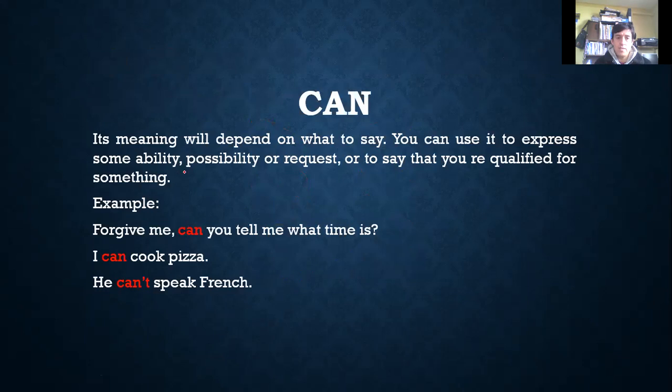Using can. Its meaning will depend on what you want to say. You can use it to express ability, possibility, or request. Or to say you are qualified for something. Example: forgive me, can you tell me what time it is? Or the answer, I can cook pizza. Or using the third person, he can speak French in affirmative form, and he cannot speak French in negative form. The use of can, that is very interesting too.